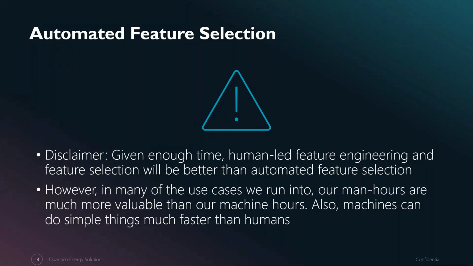So before I go into it, just a disclaimer, given enough time, human-led feature engineering and feature selection will be better than automated feature selection. But in many of the use cases that we run into, our man hours are much more valuable than our machine hours. And also, machines can do simple things much faster than humans, so it may be more efficient.